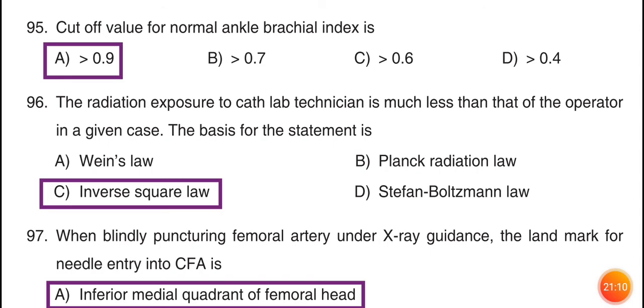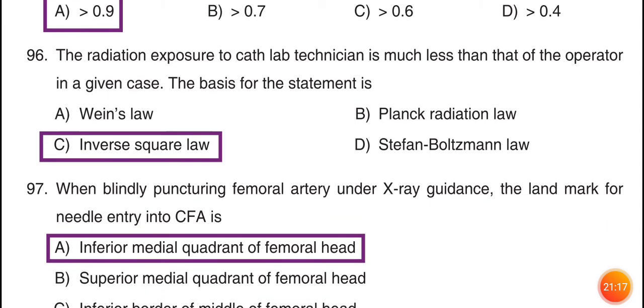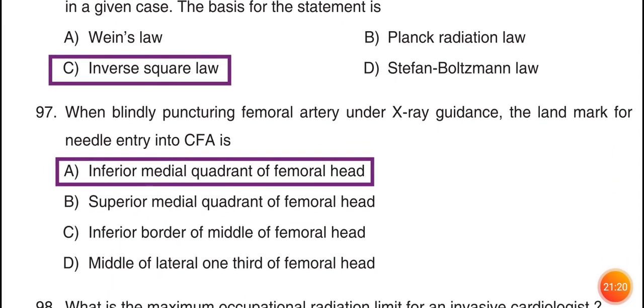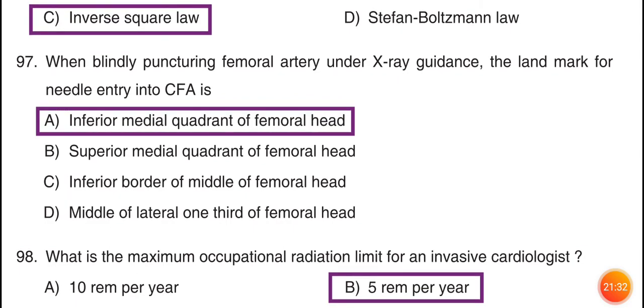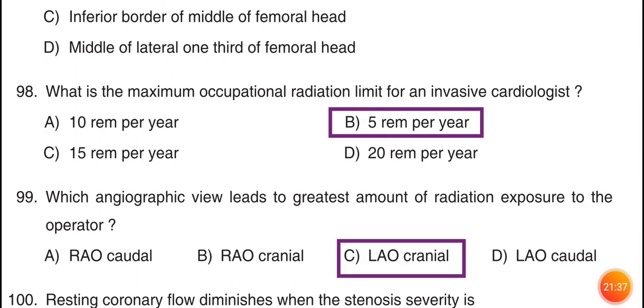96. The radiation exposure to cath lab technician is much less than that of the operator in a given case. The basis for the statement is option C, inverse square law. 97. When blindly puncturing femoral artery under X-ray guidance, the landmark for needle entry into CFA is option A, inferior medial quadrant of femoral head. 98. What is the maximum occupational radiation limit for an invasive cardiologist? Option B, 5 rem per year.